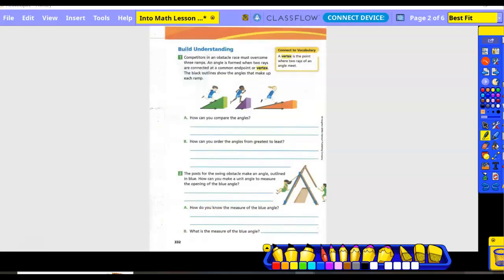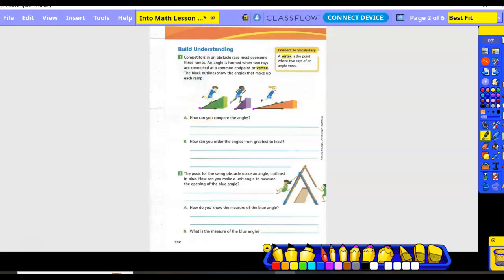Build understanding number 1. Competitors in an obstacle race must overcome 3 ramps. An angle is formed when 2 rays are connected at a common endpoint or vertex. The black outlines show the angles that make up each ramp. So, connect to vocabulary. A vertex is the point where 2 rays of an angle meet. Okay, so it's this point right in here, and the vertex is formed coming off of that.